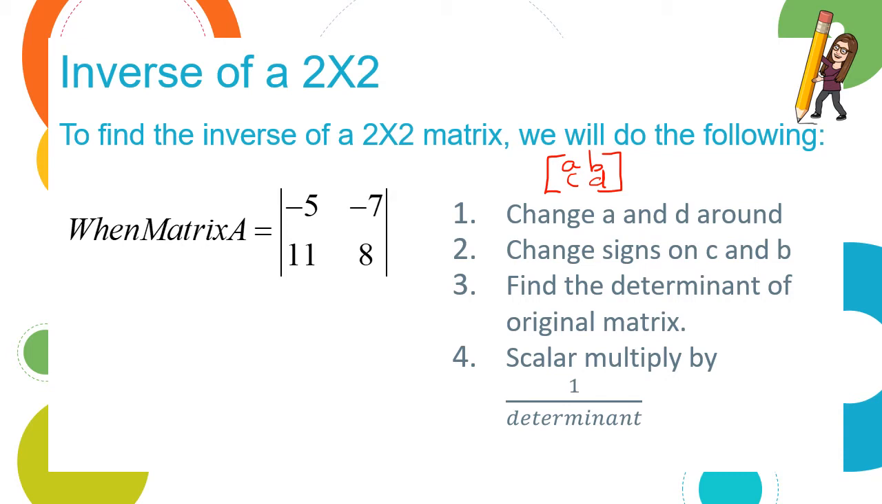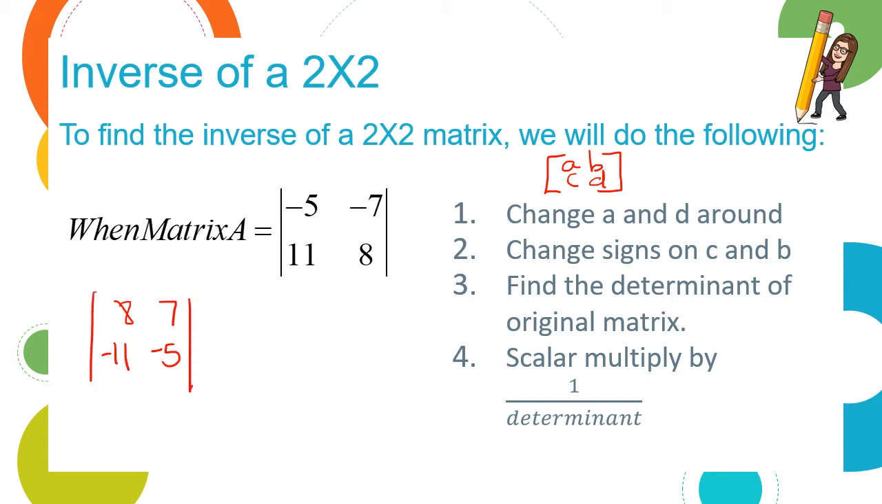We're going to find the determinant of the original matrix. And then we're going to take a scalar. We're going to multiply that matrix by 1 over the determinant. So let's try this out with this matrix A. Our goal is to find the inverse. So I'm going to swap the A and the D around. I'm going to change the signs of C and B.